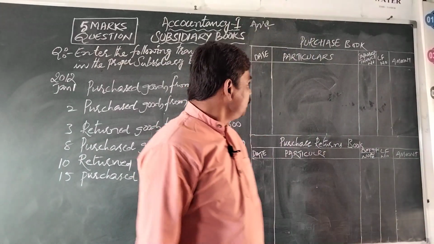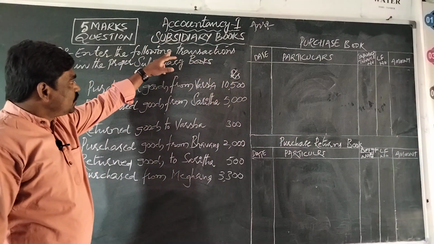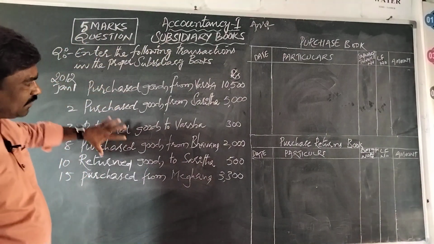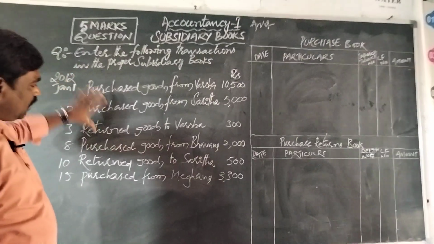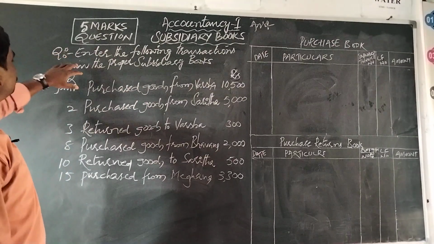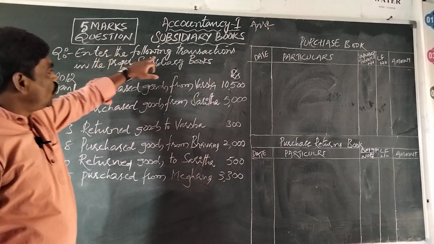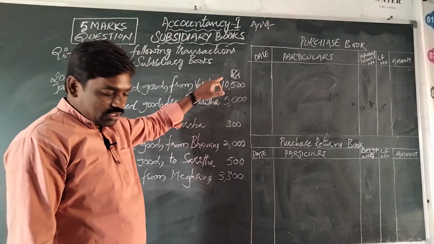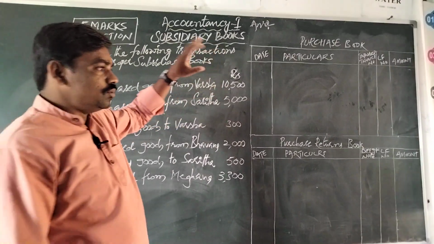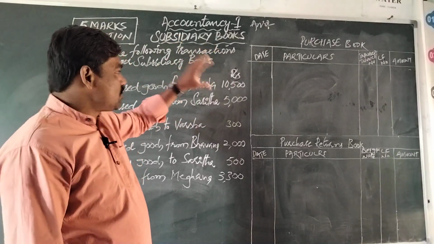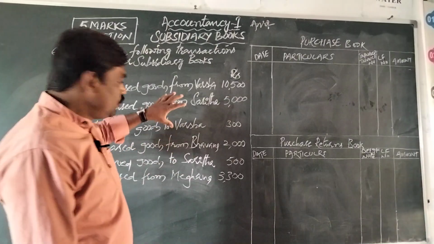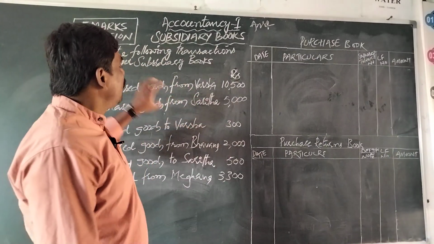See students, here is a 5-mark question from accountancy first year, subsidiary books. The question will be given like this, and you observe. I will read it out carefully, you listen. Enter the following transactions in the proper subsidiary books. Here you are not asked to prepare a specific type of subsidiary book. Based on the information given in this problem, you need to analyze and prepare the required subsidiary books.